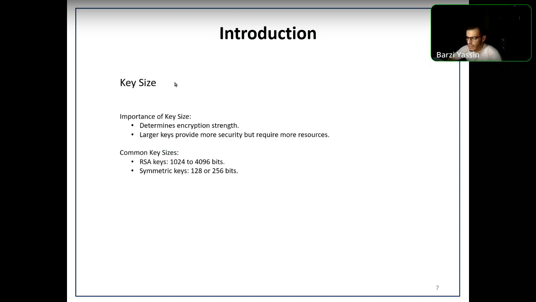For the key size, it impacts encryption strength. RSA keys typically range from 1024 to 4096 bits. Larger keys offer more security but require more processing power as well. Symmetric keys are generally 128 bits or 256 bits, in order to balance security and performance of the encryption process.